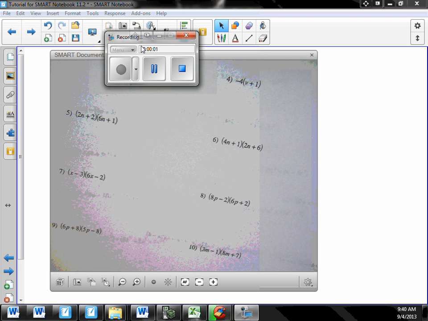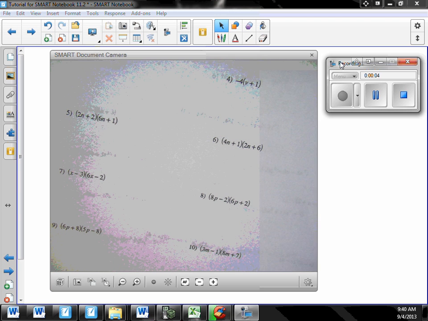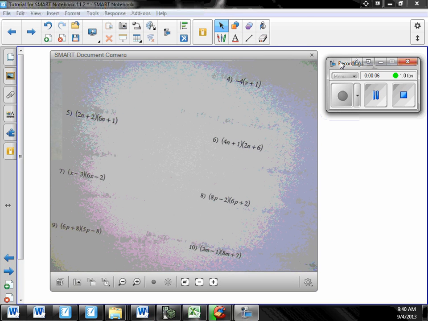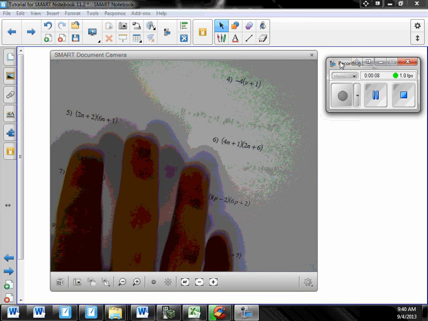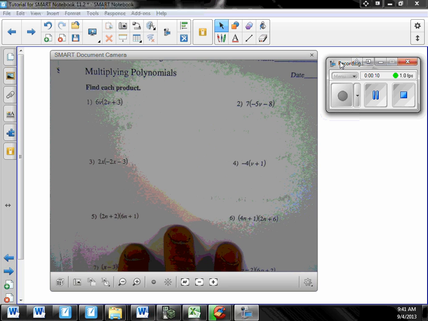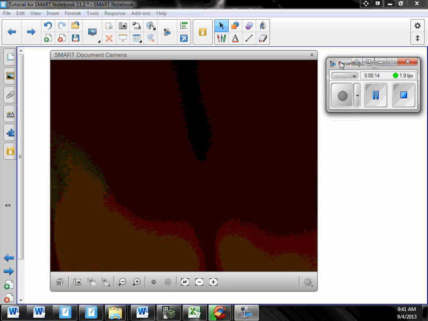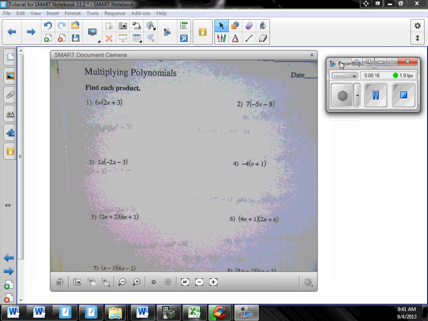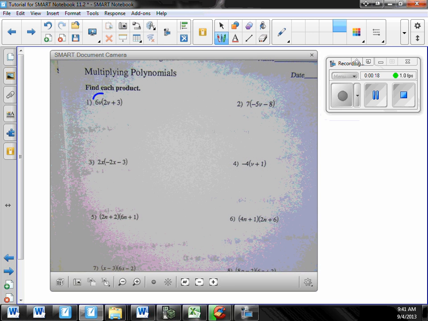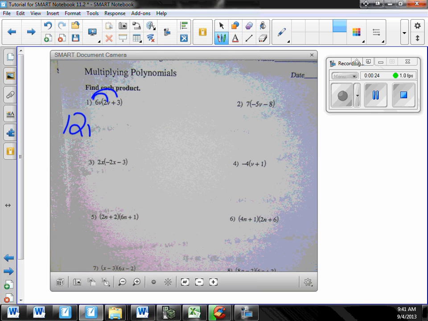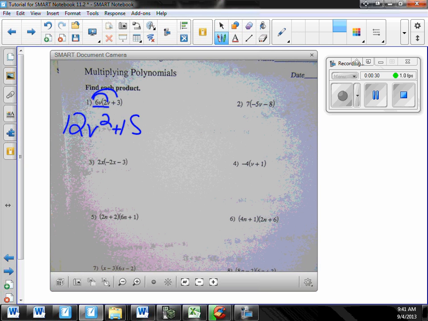Hopefully everything we do today is going to be a review. So if you look at number 1, we have a monomial multiplied by a binomial. So we're going to need to distribute. So I'm going to distribute that 6v across the binomial. So you should get 12v squared from the first set, and then 6v and 3 makes 18v.